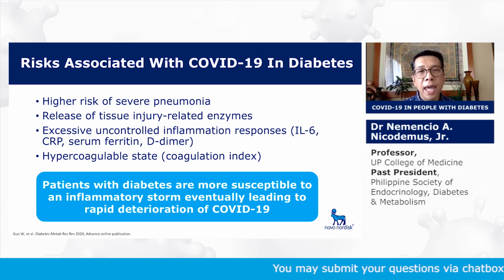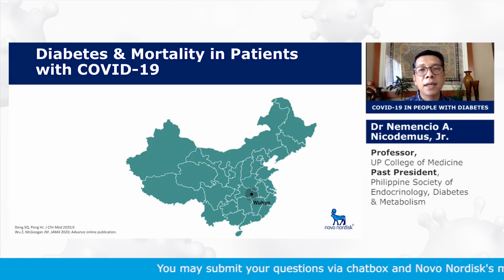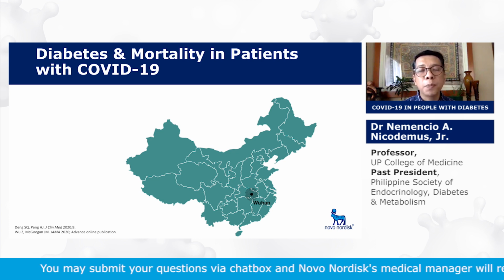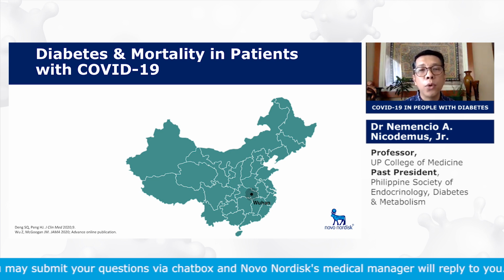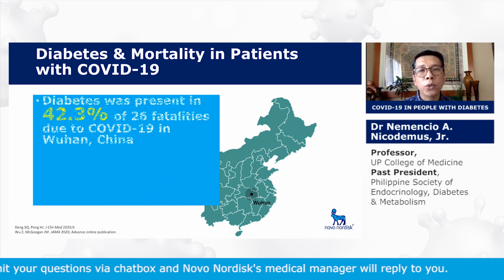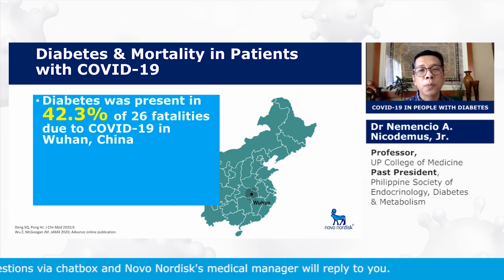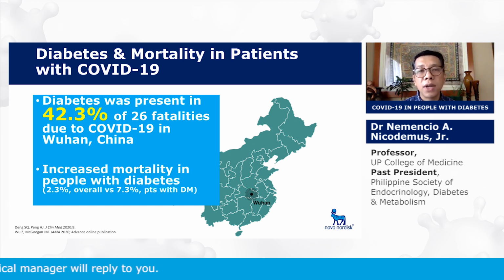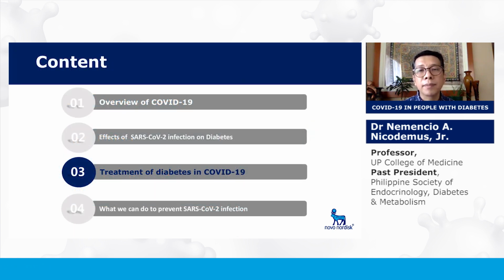Does this have any implication on mortality? What we have are data coming from China. In the earlier reports, among the Chinese population, particularly those in the Wuhan province, what they found out was diabetes was present in more than 40% of the fatalities due to COVID-19 in the Wuhan province, and that there is an increased mortality in people with diabetes compared to those without diabetes.